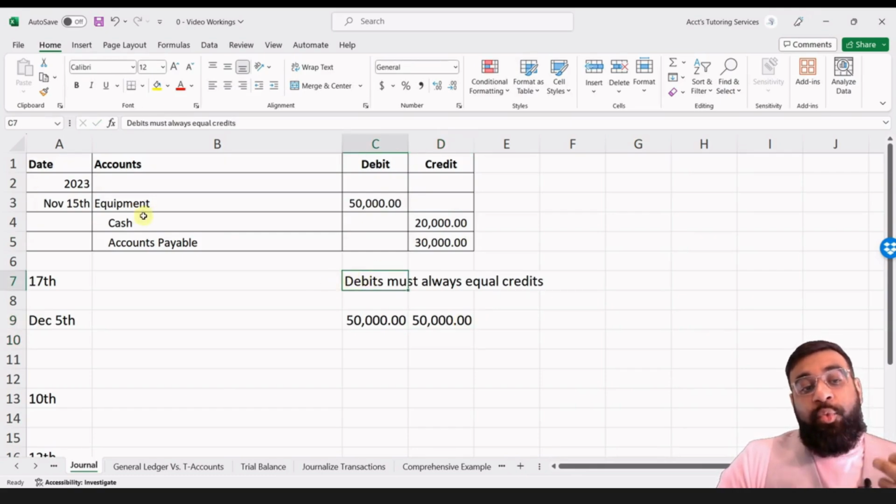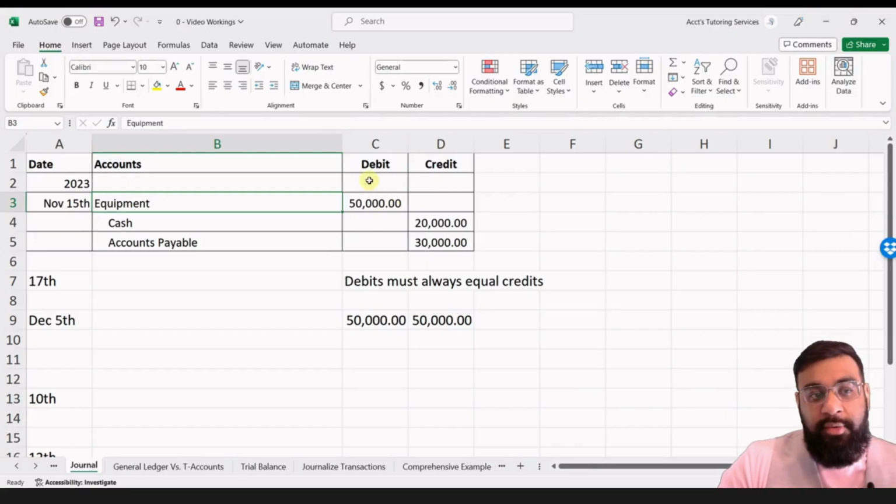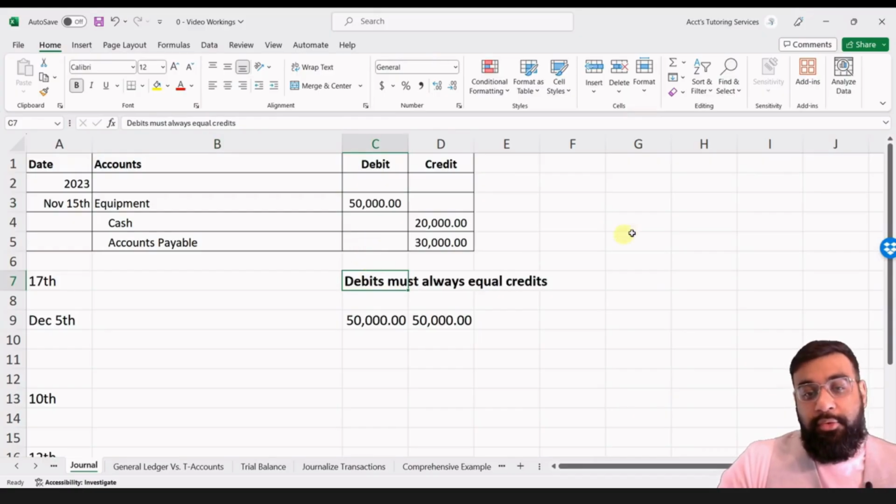So the thing is, it could be more than two accounts because we could have, for example, 5 debits. It doesn't matter. Let's just say that hypothetically we went out and purchased supplies on the same day as well. So we could easily add in supplies here as well. Or we could add in any account. So we can have multiple debits, we can have multiple credits, but we must always have one debit and one credit for this rule of thumb to hold true.